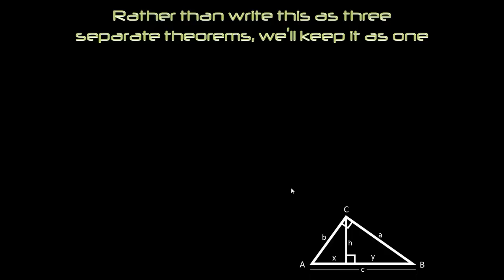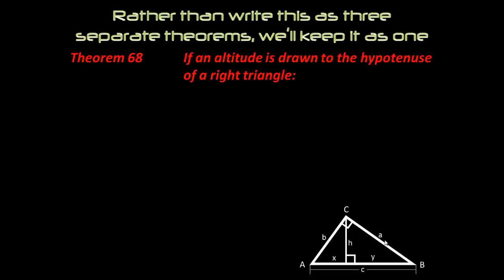Alright, so rather than write this as three separate theorems, we're going to keep it as one. Now I got my diagram down here, and I know it's way down here and kind of in the corner, but rather than talk about this as AC, AB, so on and so forth, we're going to use these smaller letters to keep it a little bit simple. So this is Theorem 68. All of these are part of Theorem 68.